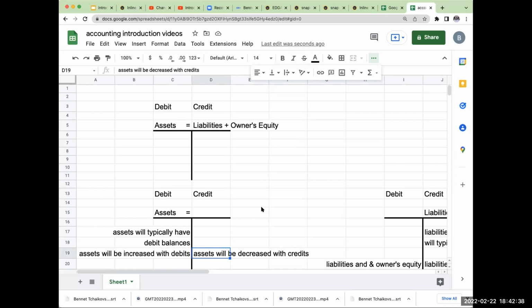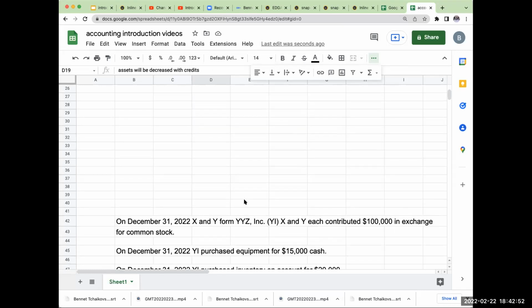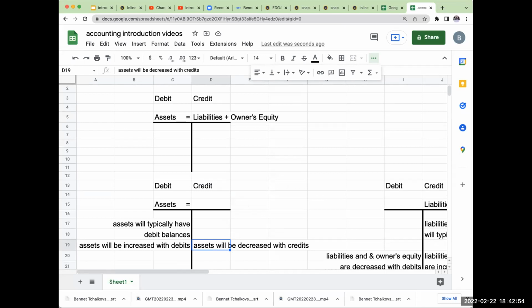The other part of recording transactions is that my total debits have to equal my total credits. If they don't equal, I'm in trouble. But in any event, we're going to go through and record some transactions very shortly.